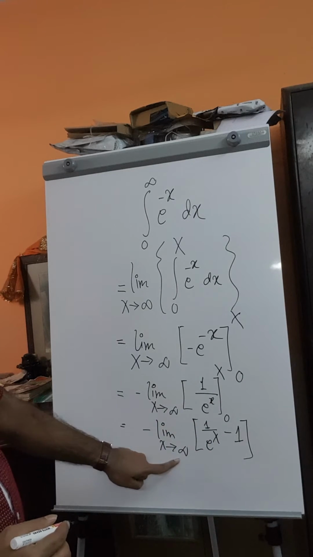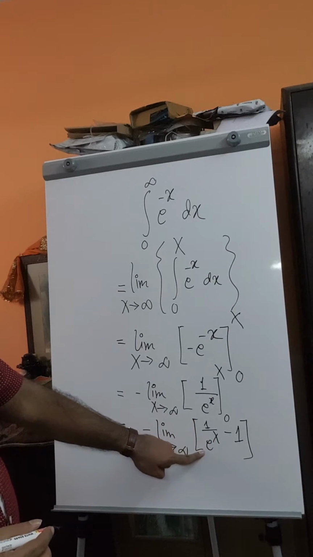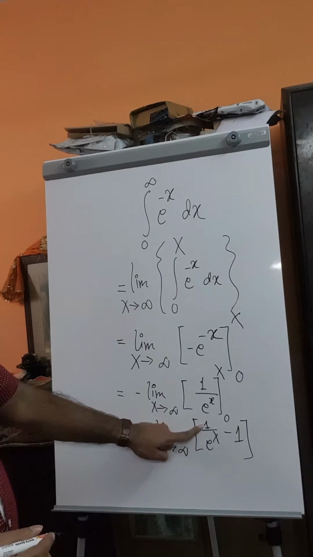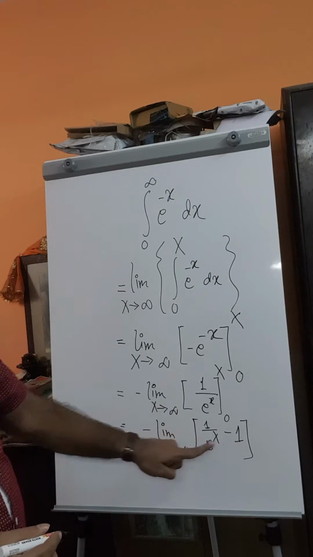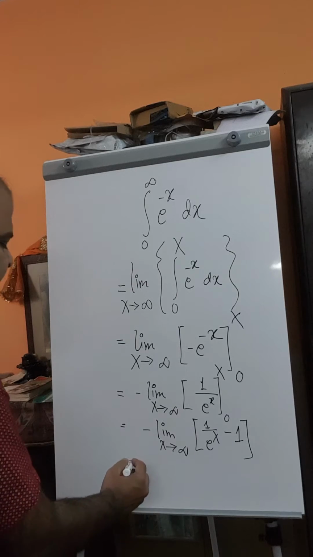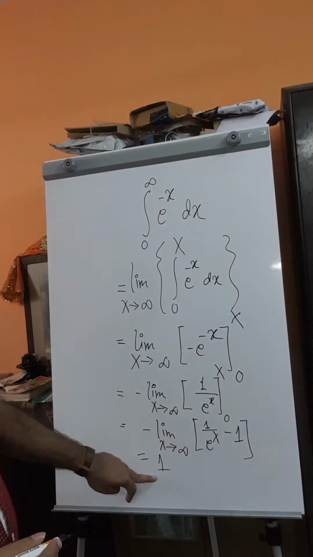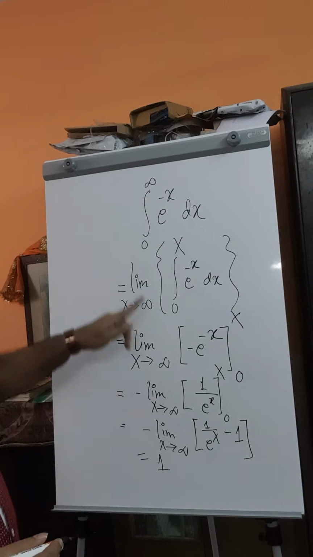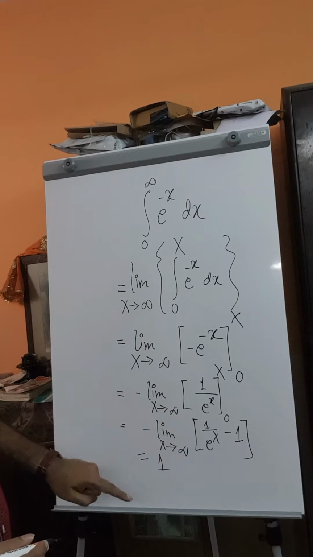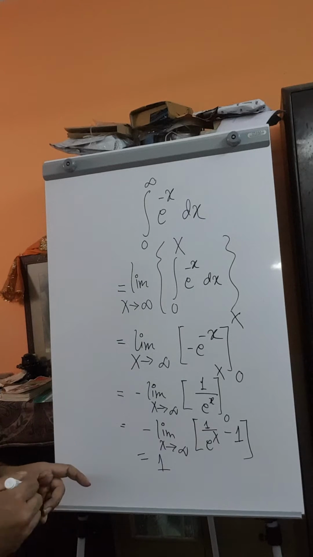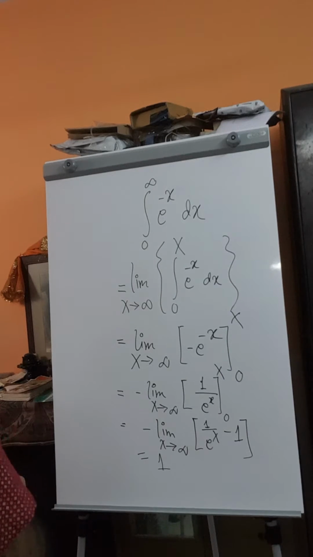And as X tends to infinity, e to the power X also tends to infinity. So 1 by e to the power X tends to 0. So this portion becomes 0 because 1 upon infinity tends to 0. So we have only minus 1 within the bracket with a minus sign outside. So finally the answer becomes plus 1, which is finite. So since we have a finite result, we say this improper integral is convergent and this converges to 1. So this was a type 1 improper integral under case 1. Let us now discuss another problem.